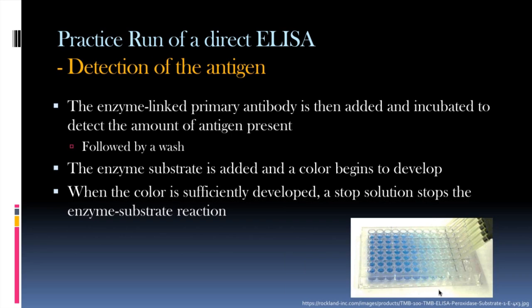Again, when the enzyme substrate is added, you have that color, which is given off as the enzyme and the substrate undergo their reaction. When the color sufficiently develops, a stop solution will stop the enzyme substrate reaction to allow you to then use a plate reader or spectrophotometer to determine the concentration of your antigen.